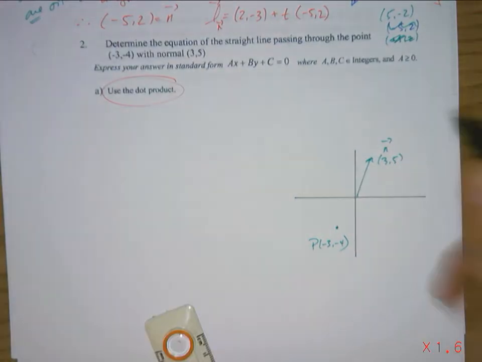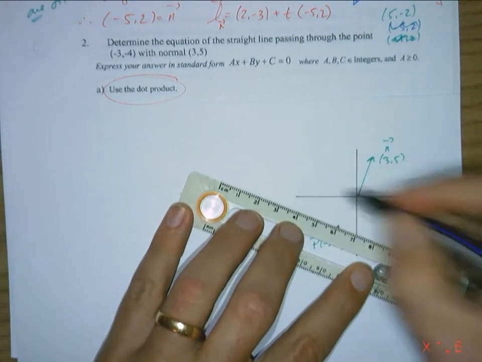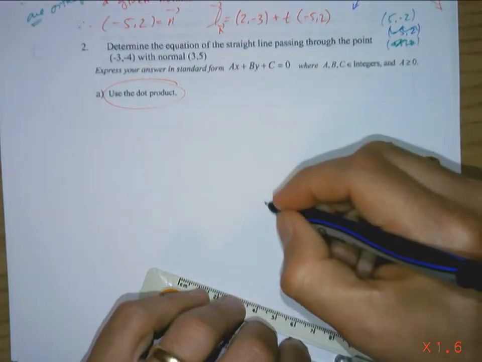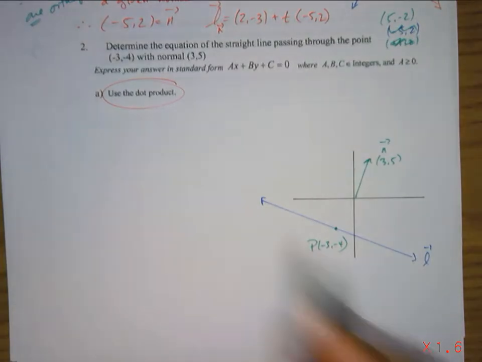Okay, so what we want to do is find the equation of a line that is perpendicular to this, passing through this, and it might look something like that. And we're supposed to do this using the dot product. Now I'm going to do this question 3 different ways. And this is one of the methods, and it's interesting, and let's follow it through.